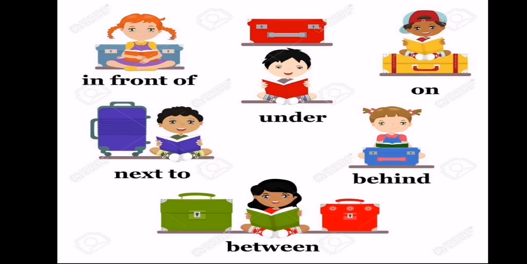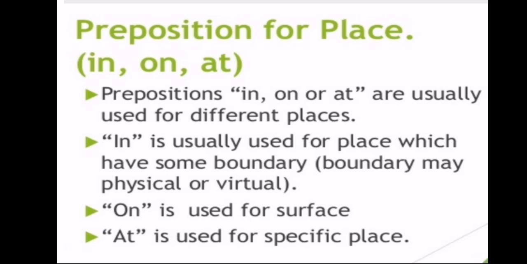Now here you can see the preposition of place in a beautiful picture. This girl is sitting in front of a box. This boy is sitting under the box. That boy is sitting on the box. This boy is sitting next to the box. This girl is sitting behind the box, and the last girl is sitting between the two boxes. Now with these words in front of, under, on, behind, we can see the position of the noun in the sentence.